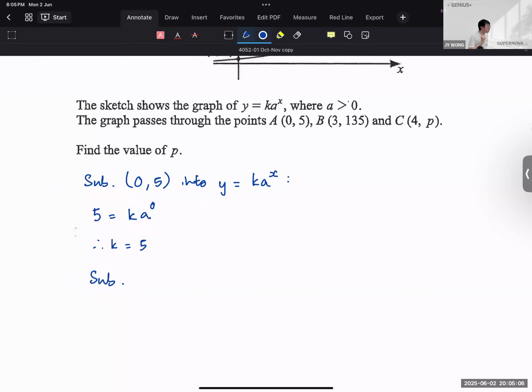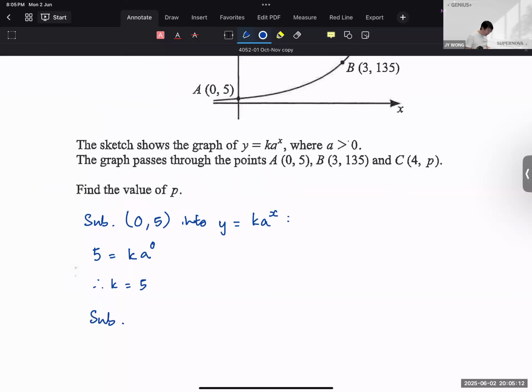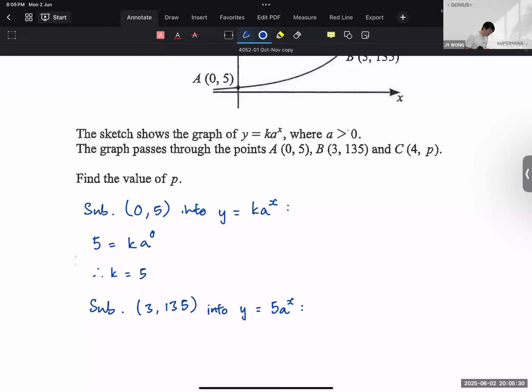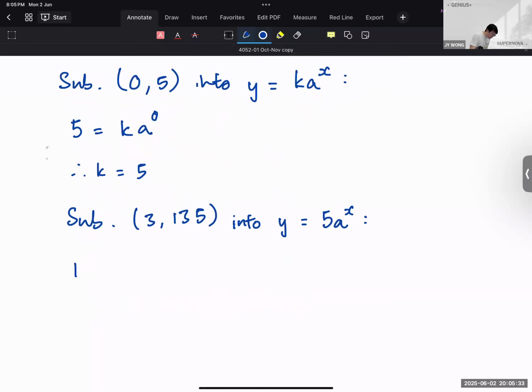I have to sub in point B. Why? Because B gives me a complete value. So I sub in the point B so that I can find the value of A this time. And because I already found the value of K, I no longer sub in y equals K A to the power of x. I need to replace the K with 5 now, because I already found K. So this will give me 135 equals 5 times A to the power of 3.